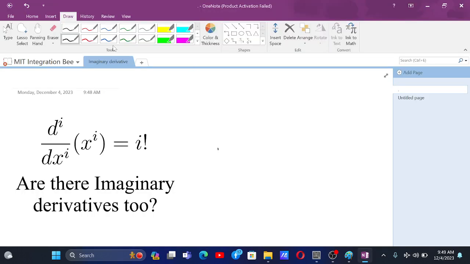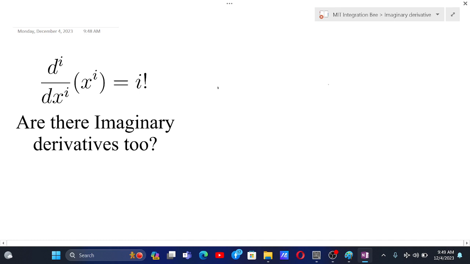Imaginary derivatives for IIT JEE. You might be surprised to know the fact that there are imaginary derivatives. In fact, this comes from the idea that we are used to with finding d to the power n by dx to the power n for some integers n.